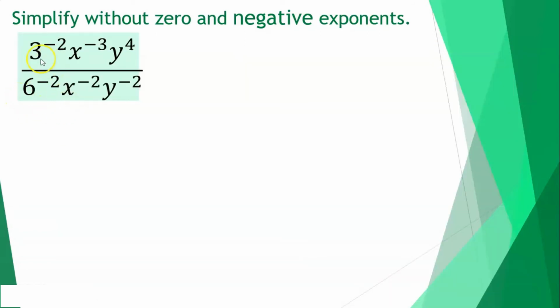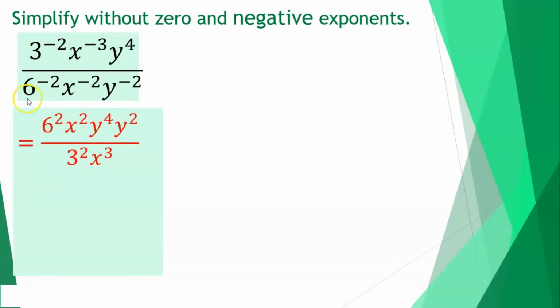Another. Okay, 3 to the negative 2, x to the negative 3, y to the 4, divided by 6 to the negative 2, x to the negative 2, and y to the negative 2. So to do this, we can bring negative exponents up or down. So let's simplify. So since all of this denominator, the exponents is negative, so bring it up. So that would become 6 squared, x squared, then as is y to the 4 and y to the power of 2. So since this 2 here, it's negative, so bring it down. So this would become 3 squared and x cubed.